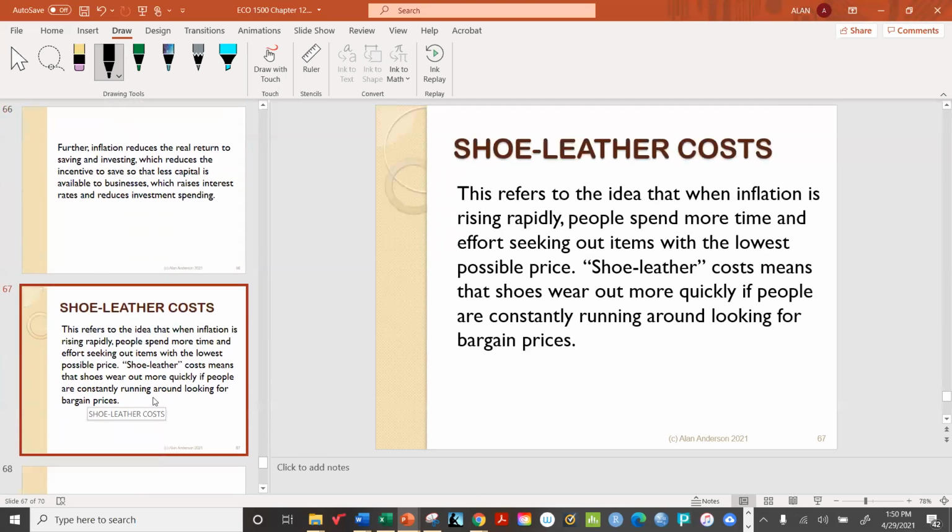Now, shoe leather costs. When inflation is getting out of hand, people spend more time looking for the best possible prices. It's kind of a strange name, but it refers to the idea that your shoes could wear out if you spend all your time looking around for better prices. In other words, you're looking for bargains. You're obsessed with prices.